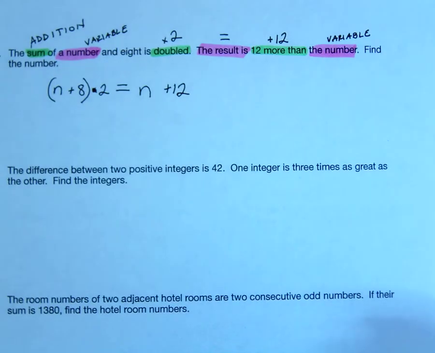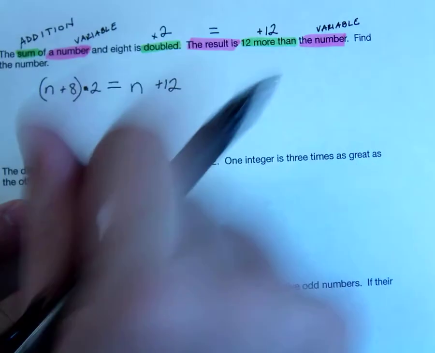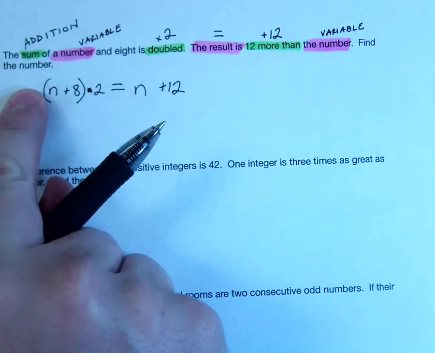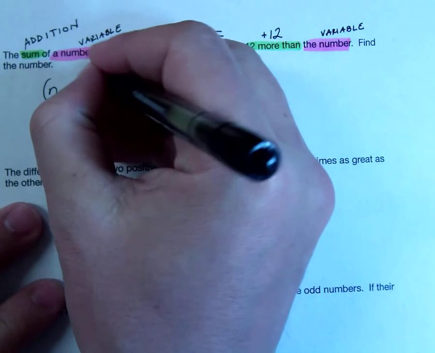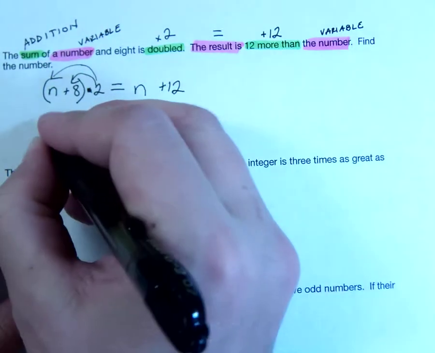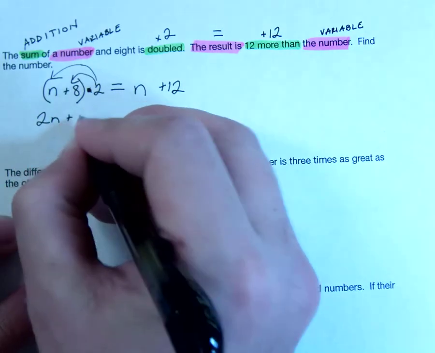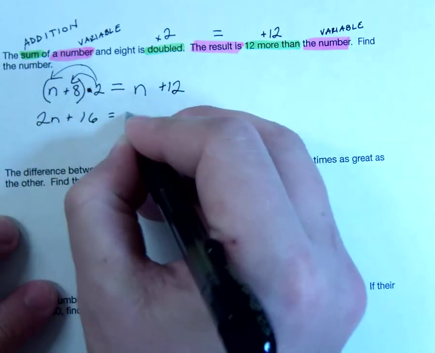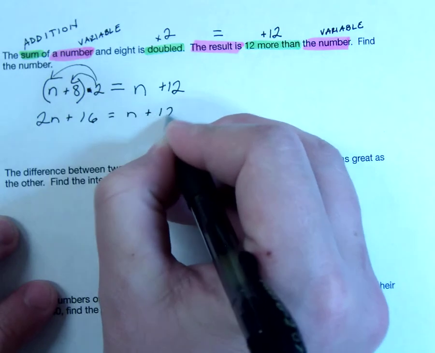So we're going to use some of your sweet, sweet solve an equation skills. How do I solve this? Let's distribute the 2 first of all. That's a good plan. Now normally you're used to the 2 being in front, but it's okay if it's on the back. I just want to double both things. 2 times n and 2 times 8. So 2n plus 16 equals n plus 12.